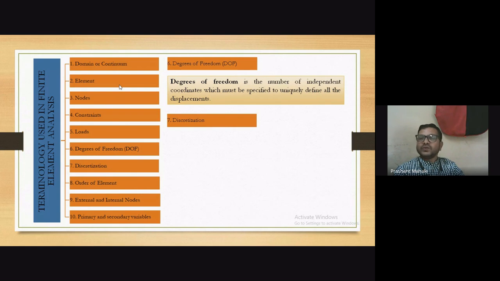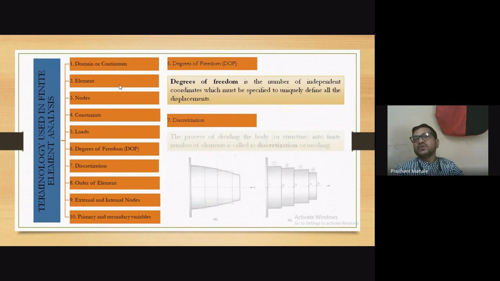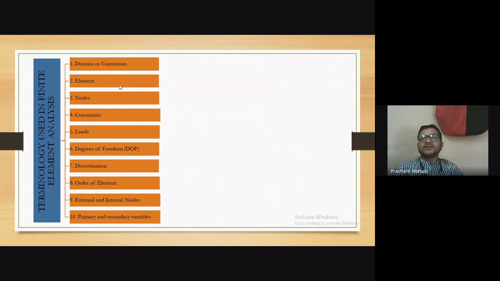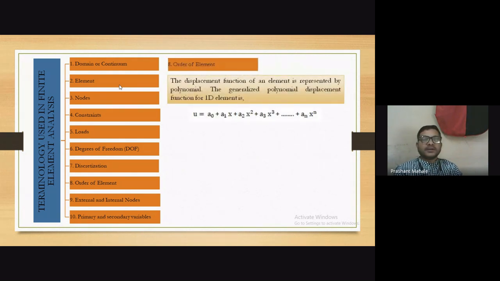Then discretization. No need, I think, to discuss that again, which we already saw. Then we'll go for eighth, order of element. This is also one of the things that we must understand. We saw that already, but we will again understand it from this point of view. The displacement function of an element is represented by a polynomial. So the order of that polynomial is going to be the order of the element, right?